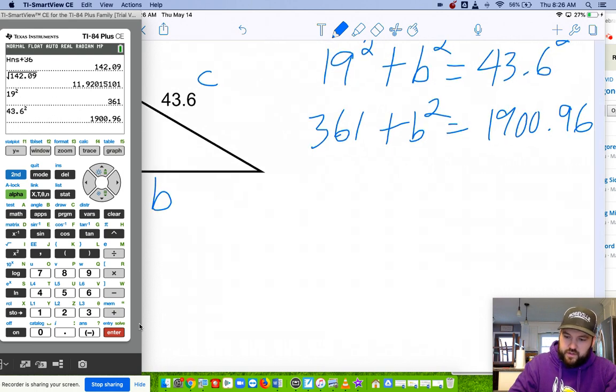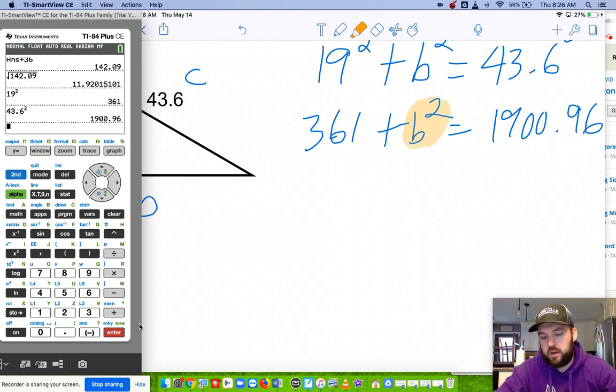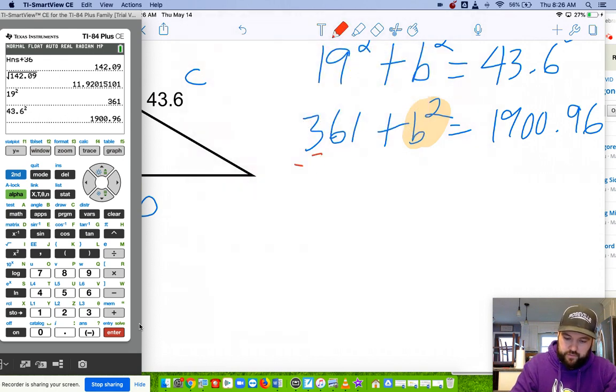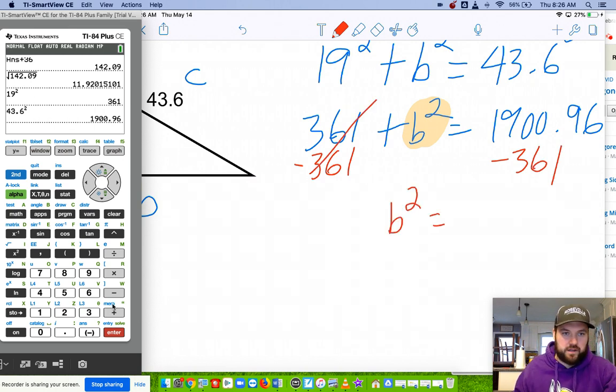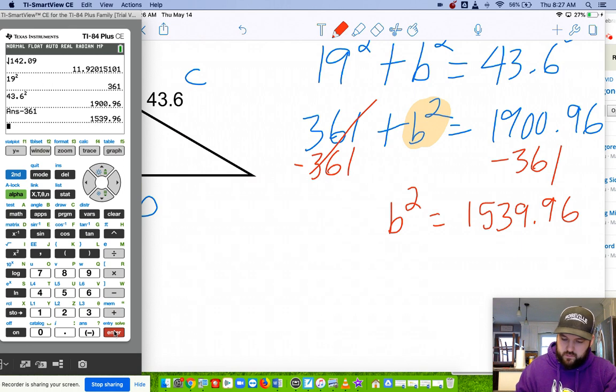All right. Now what's different here is I'm solving for b. So I can't just square root right now because I still have that 361 on the left-hand side of the equation. So I'm going to get rid of it by subtracting it from both sides. Then I'll be left with b squared equals 1900.96 minus 361. I'm not going to try and do mental math anymore. Just going to use the calculator. That's 1539.96. Okay. Now I'm going to go ahead and square root both sides.